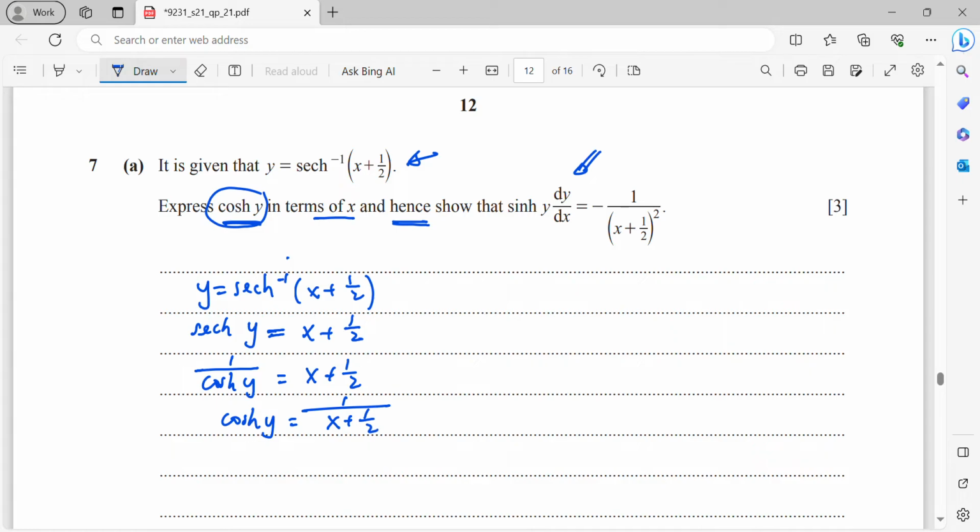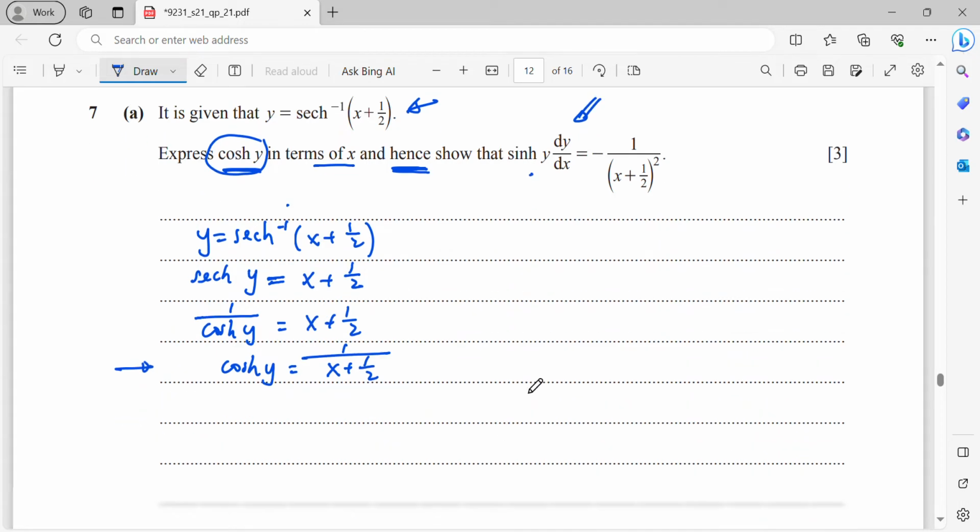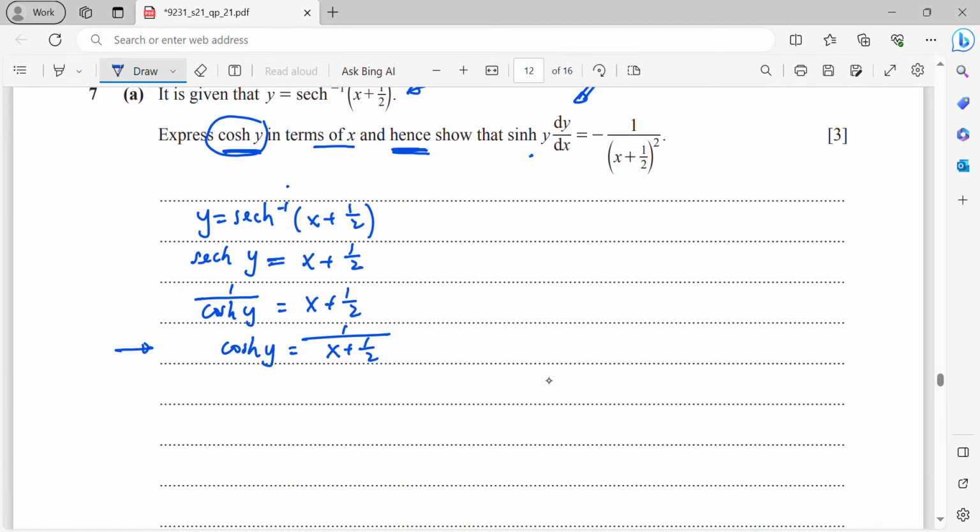This is my expression for cos y. Now hence means use this expression to show the differentiation. So now, before I differentiate, I will write cos y is x plus half to the power of negative 1. Okay, so I will differentiate based on this expression.